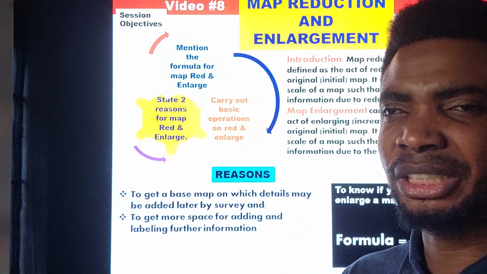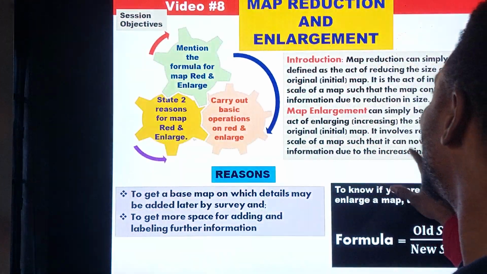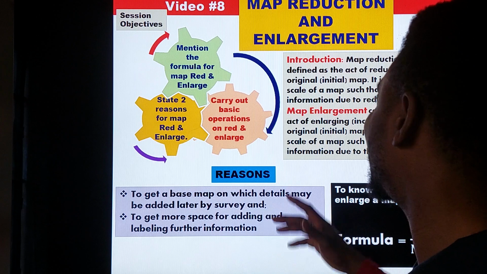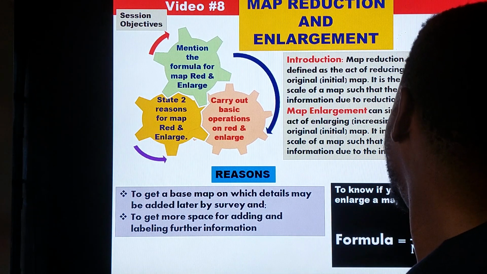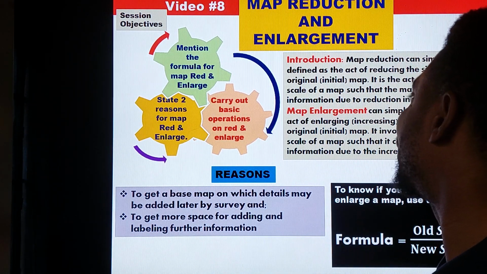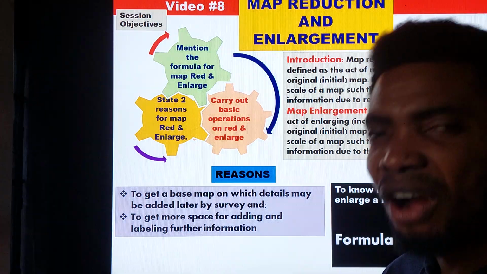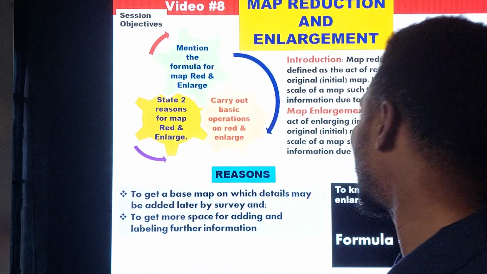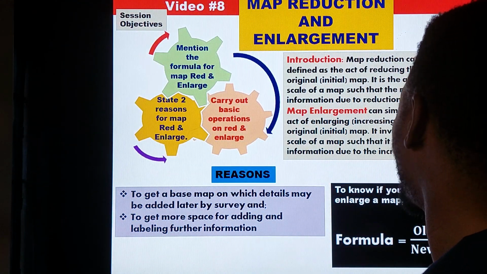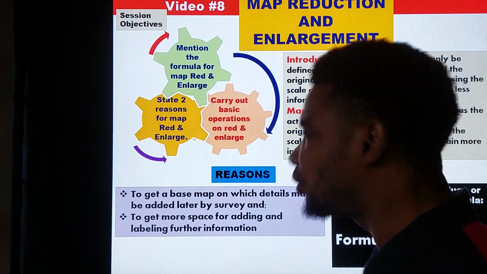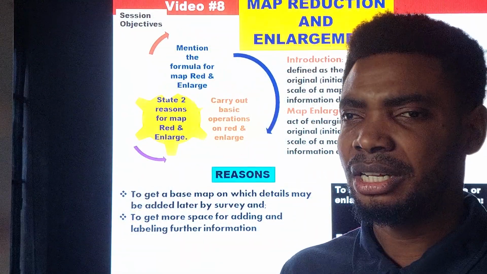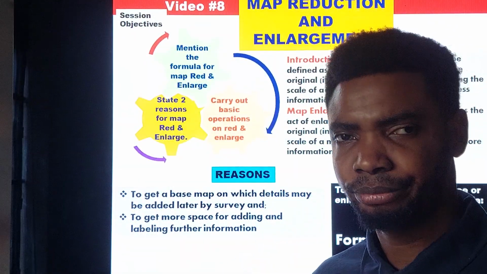Map enlargement, on the other hand, is simply defined as the act of enlarging or increasing the size of the original map. It involves reducing the scale of a map such that it can now contain more information due to increase in size. Now, let me give you a rule of thumb.